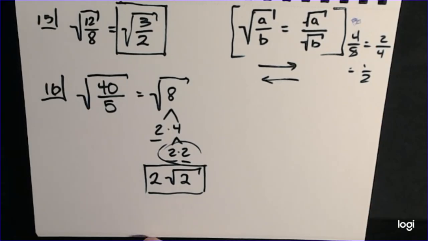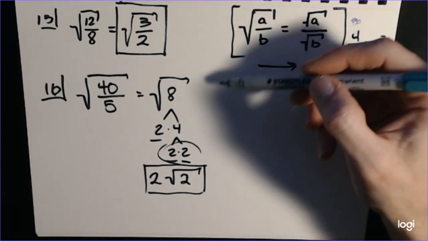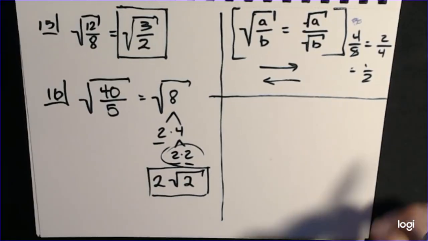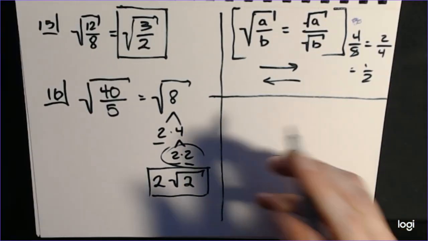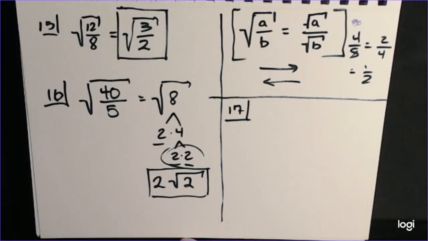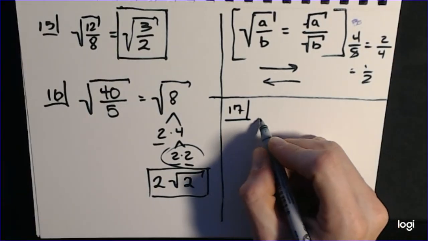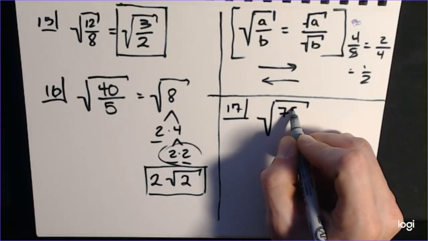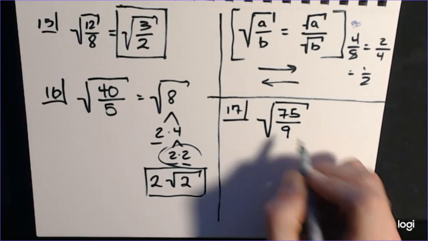We can go to the next problem and start number 17. So for 17, we have some larger numbers here. We have the square root of 75 divided by 9.